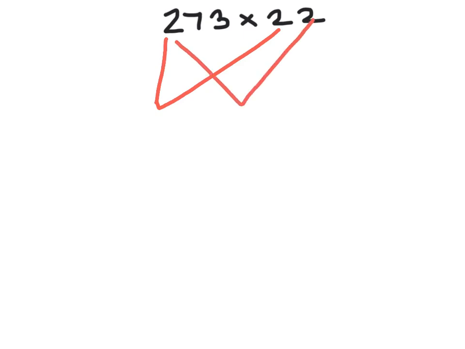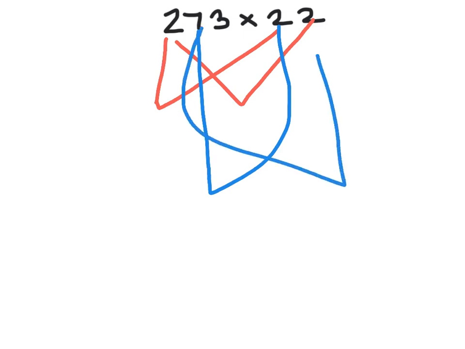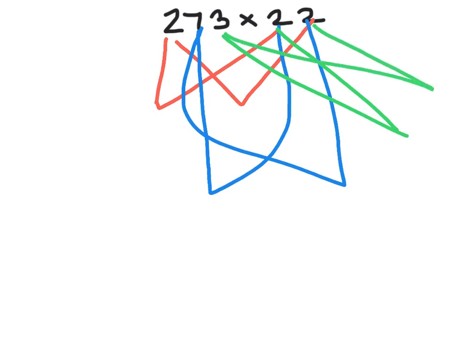After that, we will multiply 70 with 20. And then we will multiply 70 with 2. And lastly, we will multiply 3 with 20. And we will multiply 3 with 2. And yes, I know, it looks like a mess, but it seems to work really well for a lot of us. So let's get started. 200 multiplied by 20 is equal to 4,000.